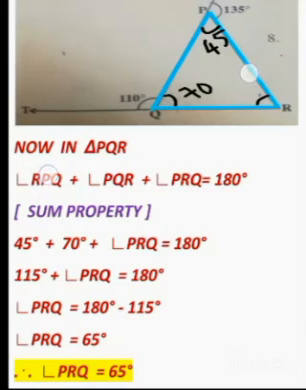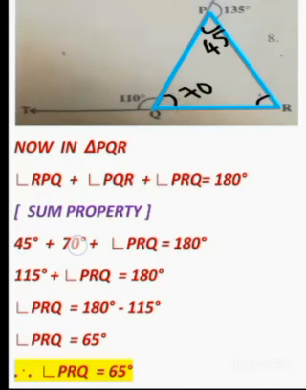RPQ plus PQR plus PRQ is equal to 180 degrees. The reason is the sum property, children. RPQ, how much did you get here? 45 degrees, plus PQR, angle Q you got as 70 degrees, plus PRQ, this angle we have to find, which is equal to 180 degrees.